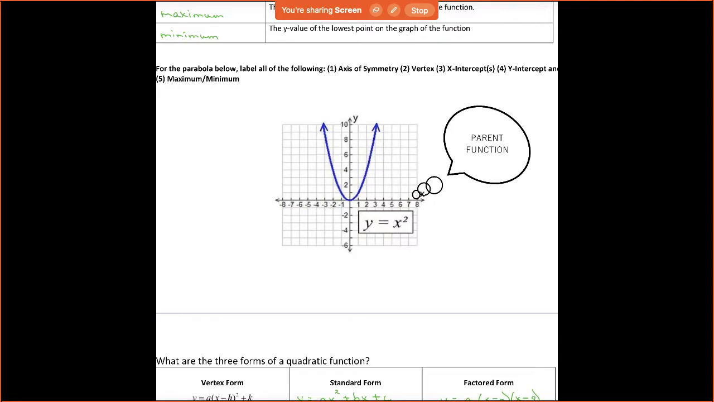We can do horizontal shifts to that. We can do vertical shifts to that. We can make it narrower. We can make it wider. We can make it open down. And we're going to learn how to do that today.